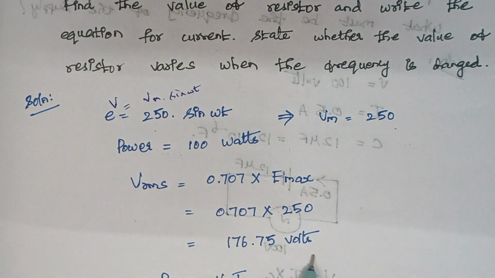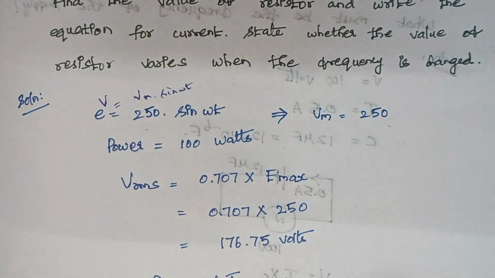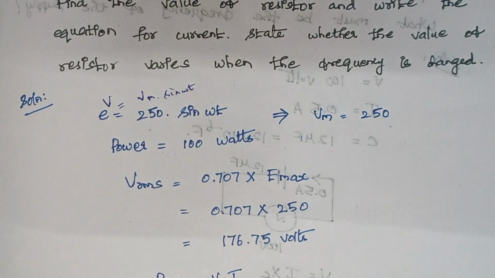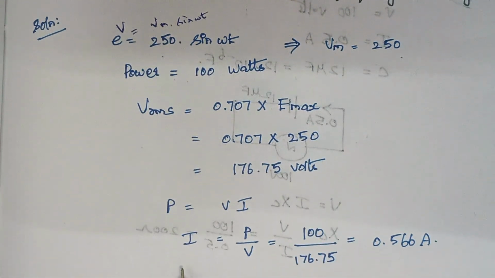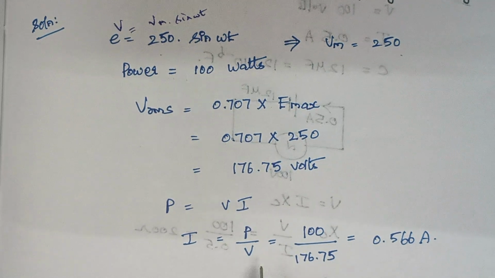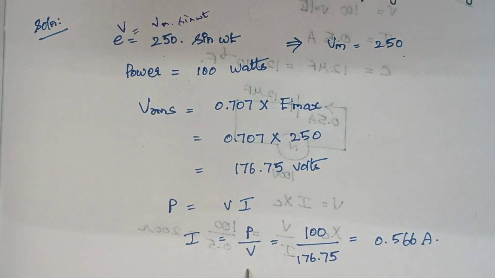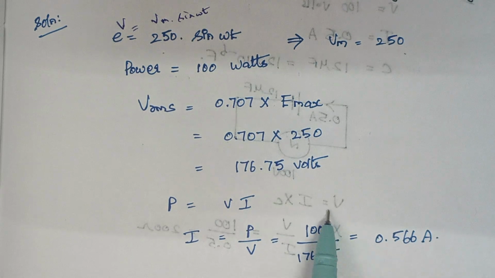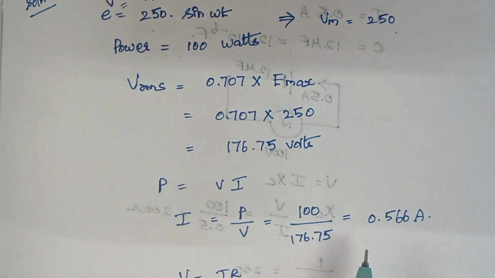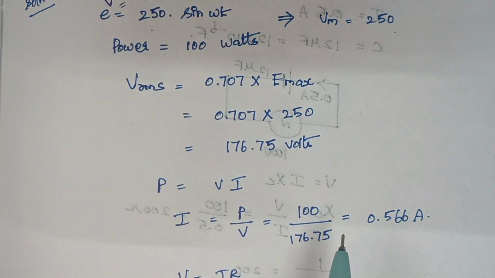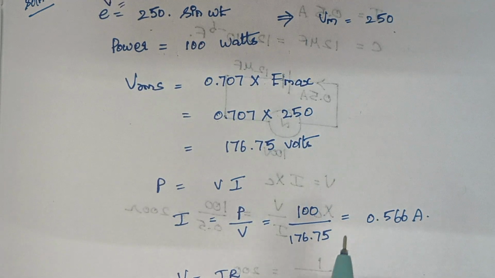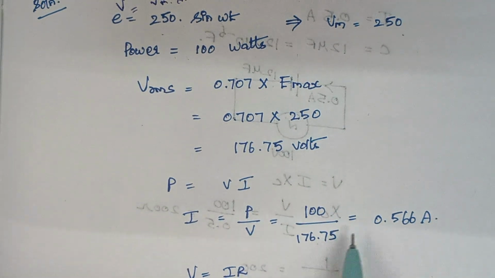176.75 volts. And the next thing is, power is given. So P is given by V into I, therefore I is nothing but P by V. We know the value of P, we know the value of V here. Whenever we are substituting, we should always use the RMS value, not the maximum. So 100 divided by this gives the answer of 0.566 amps.